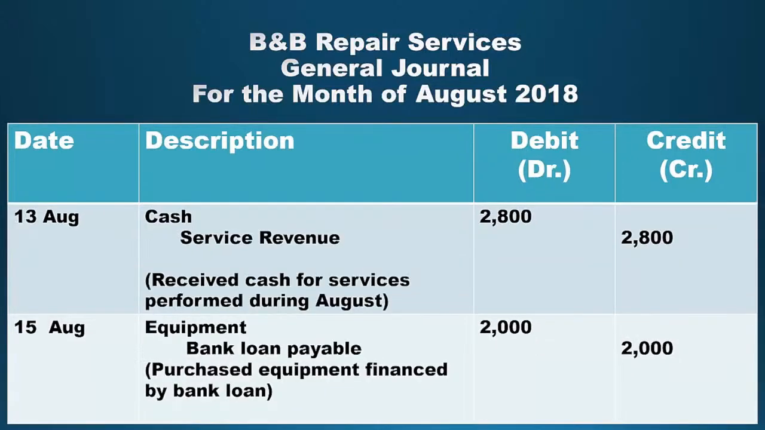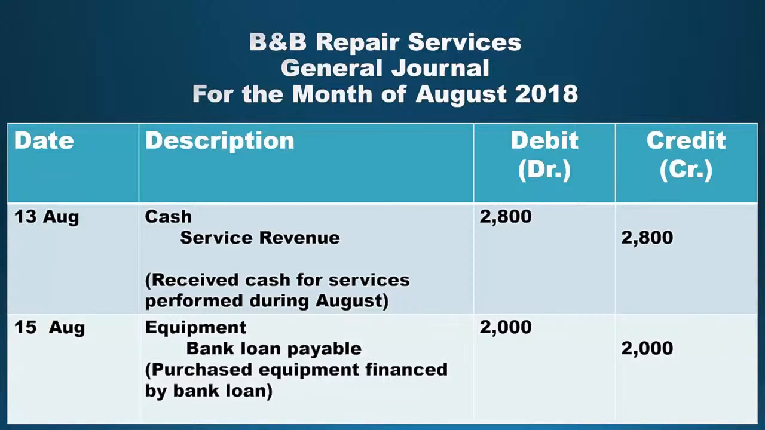August 13, receiving cash for services performed. Step 1. What happened? The company received $2,800 in cash for services they performed during August. Step 2. Which accounts are affected? Cash increases because the company is receiving money for its services. Service revenue increases because the company earned this income by completing the work.